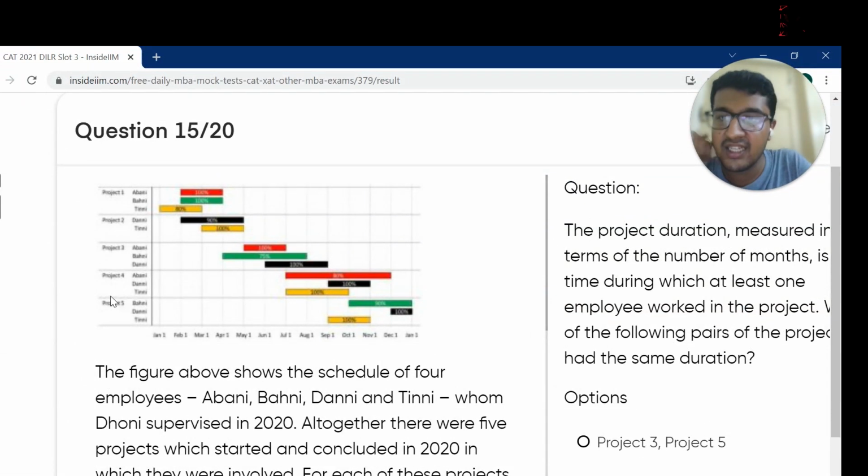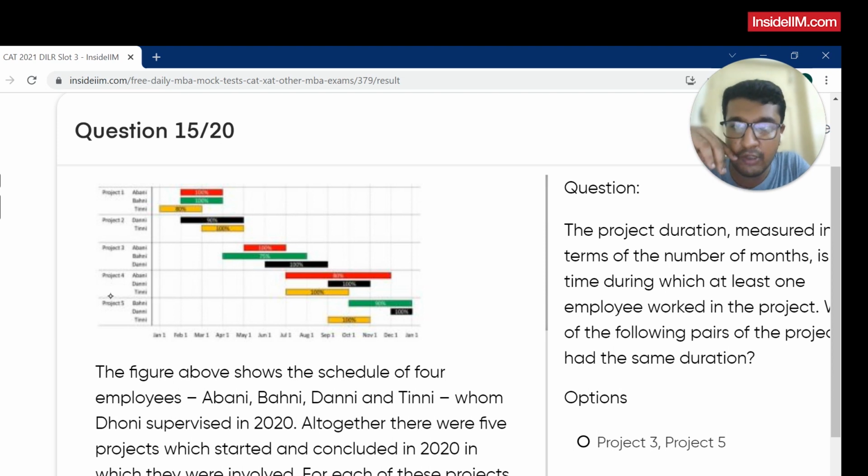For project 1, you can see there's 3 months, as Tina worked for the first 2 months, and AB worked for the second and third month. So project duration is 3 months, from February to April end. For project 2, again the project duration is from Feb to April end, which is 3 months. So 1 and 2 have the same project duration.